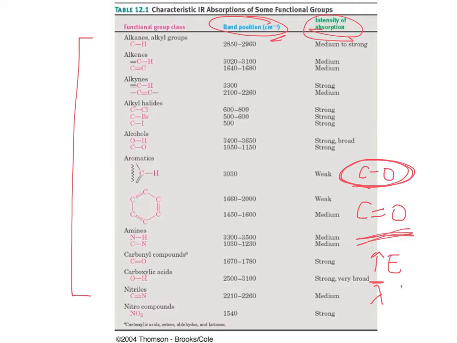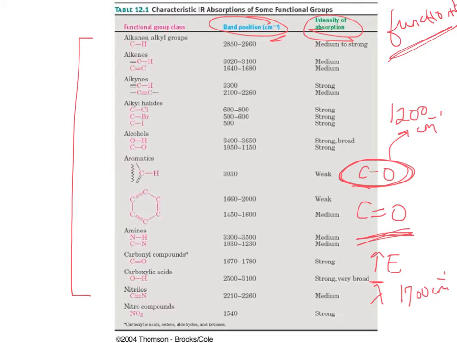The C double bond O is going to show up in the 1700 centimeter inverse region, whereas the C single bond O is going to be between 1100 to 1200 centimeter inverse region. So the strength of the bond, of course, dictates the wave number at which you're going to see the compound. And so in that sense, you can say that IR helps you predict functionality. So which functional group you have, you would be able to predict by looking at your IR spectrum.